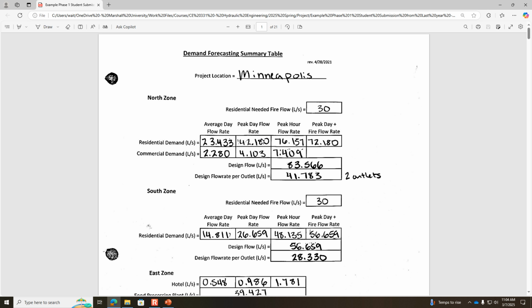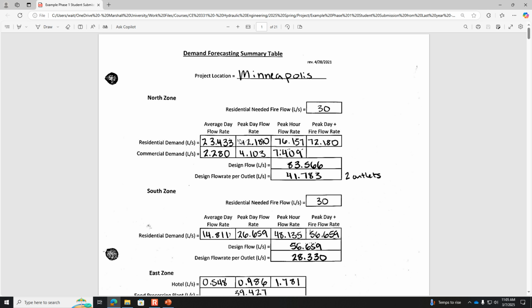And you may remember that the factor that I told you is that the peak day should be 1.8 times the average day flow rate. And then the peak hourly flow rate is 3.25 times the average day. And so the design flow would be the larger of either the peak flow for the hour or the peak day plus the fire flow. So here it's got the 72.1 is the peak day plus fire. The peak hour is 76. And so the residential demand that we're going to use for the north zone would be the larger of the two. And then they also had the commercial demand.